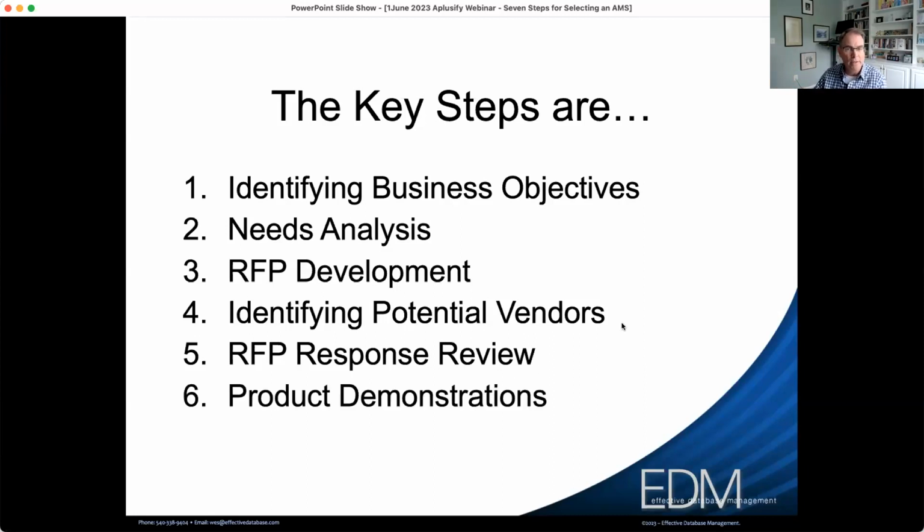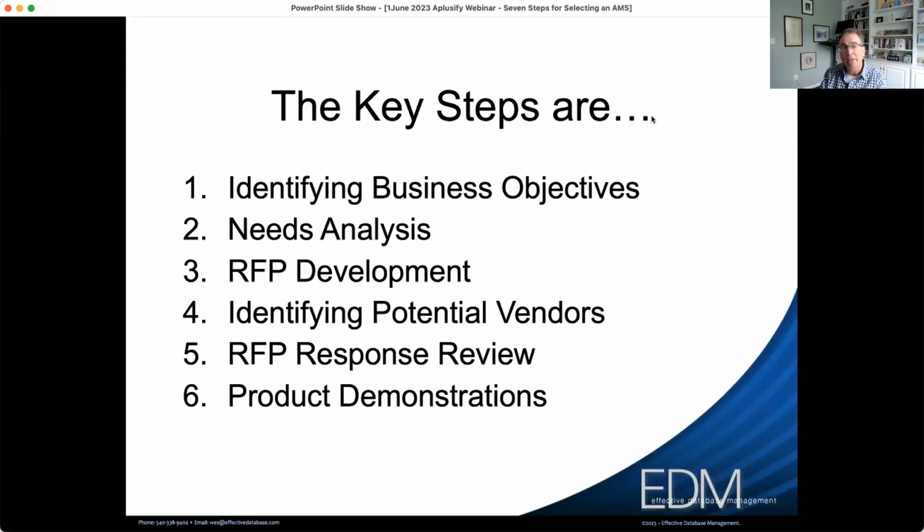Step number 6 is product demonstration, which is the demos. And a lot of times people think about these as the first step in the process. And I actually have a bias against that. And what I mean by that is I don't like demos to come first in the process, because what happens very frequently is you get what I call an anchoring effect, meaning that the first demo that you really like, or the first product you really like, becomes the bar by which you measure all the other products.